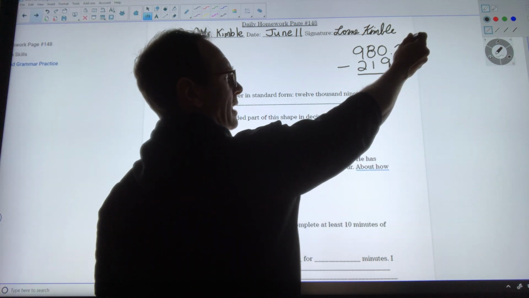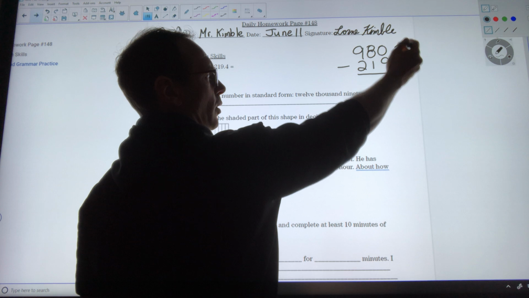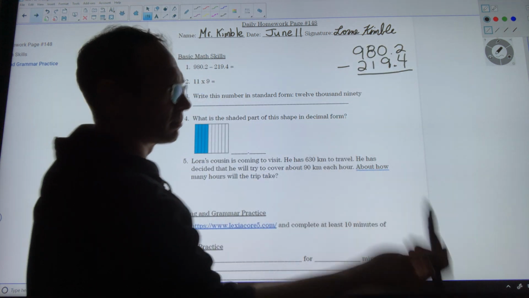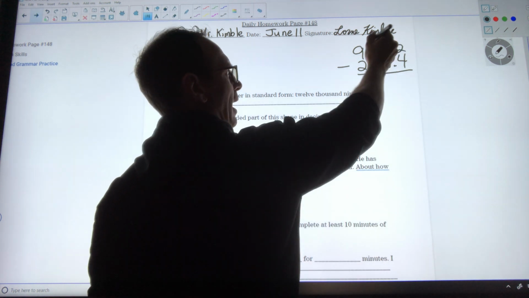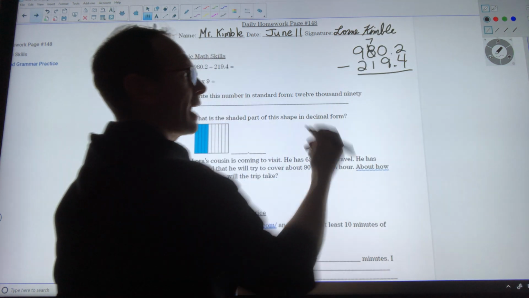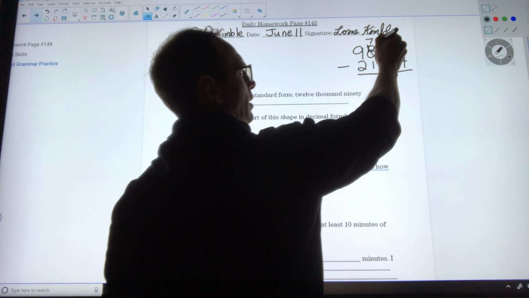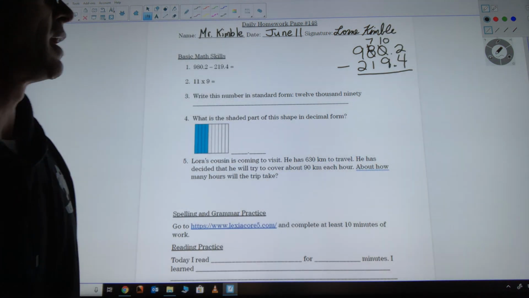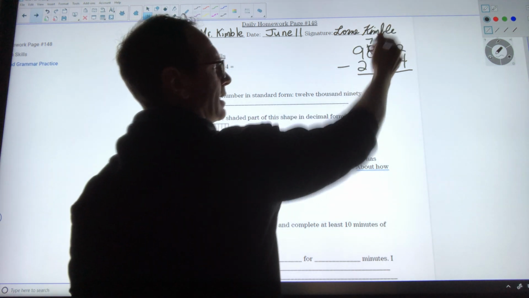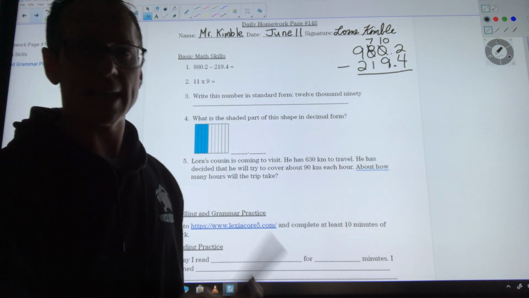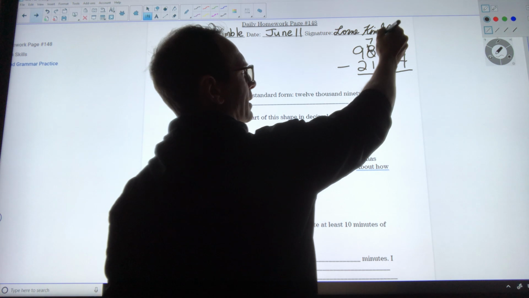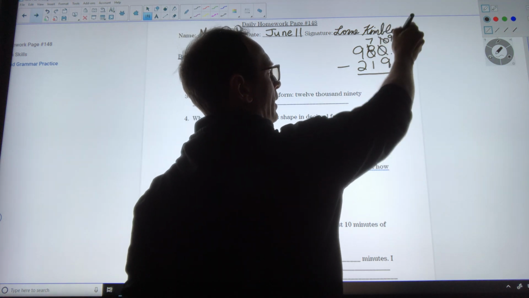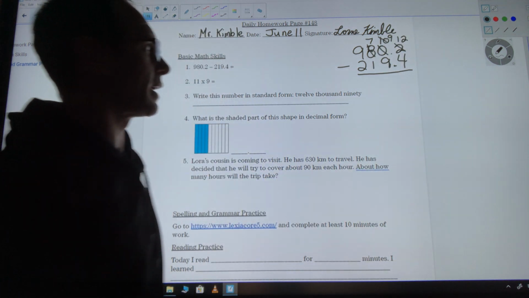So if I start over here in the tenths place, it's 2 minus 4, so I'm going to have to borrow. Now this 0 can't be borrowed from without borrowing first. So I'm going to give 10 from the tens place to the ones place. So now I have 70 and 10 here instead of 80 and 0. Then I'm going to take a 1, so this is going to become 9, and I'm going to move it over here to the tenths place.